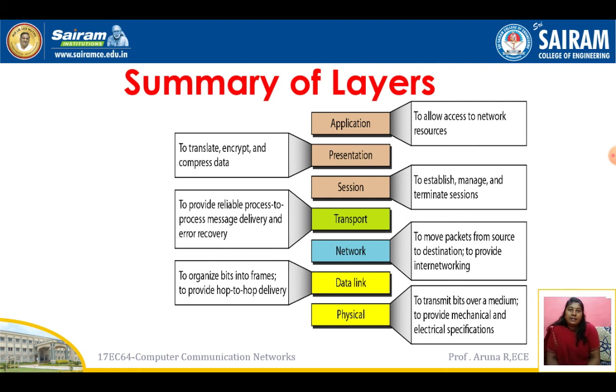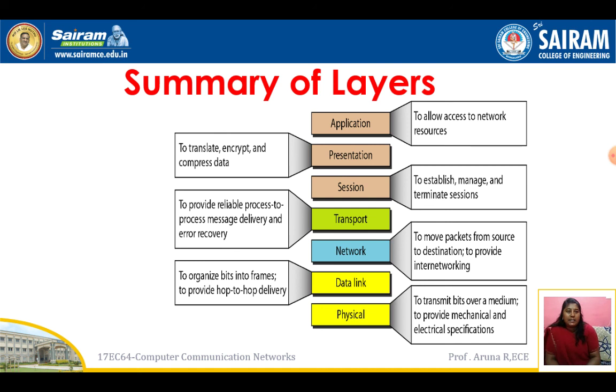In the summary of the 7 layers: the physical layer's responsibility is to transmit bits over a medium and to provide mechanical and electrical specification. Very important, keep in mind that information in the physical layer is in the form of bits. Then the second layer is the data link layer, to organize bits into frames and provide hop to hop delivery. Grouping of bits together is known as frames, and it is responsible for hop to hop, that is node to node, delivery. The third layer is the network layer, to move packets from source to destination and provide internetworking.